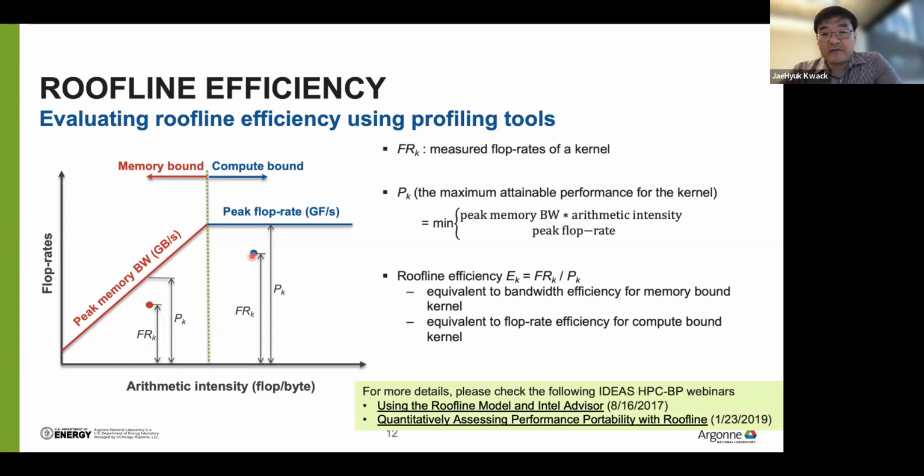We had two previous webinars about the roofline analysis. If you want more details, you can visit these two talks in the IDEAS-HPC BP webinar series.